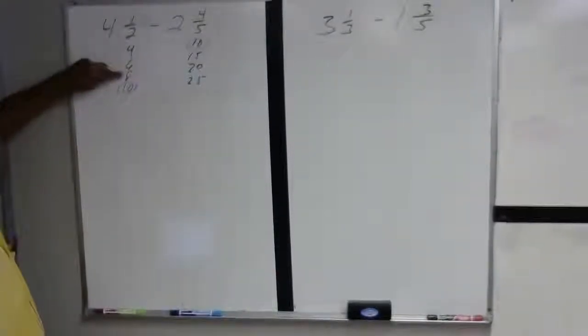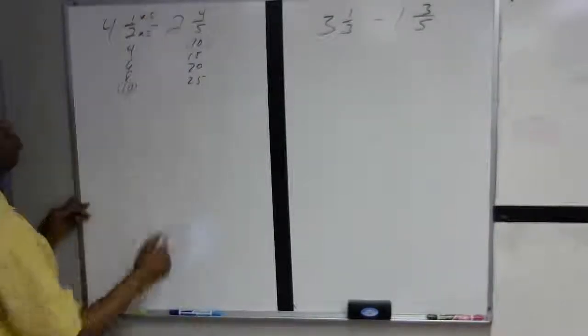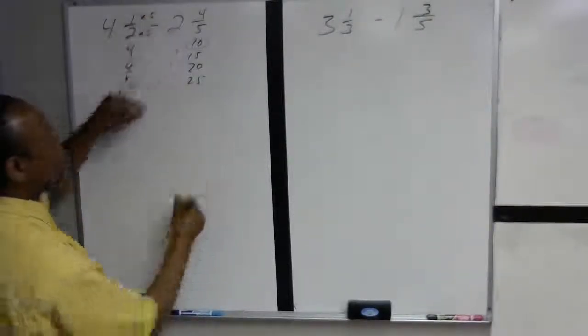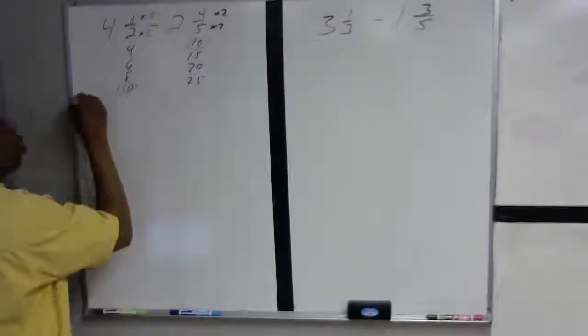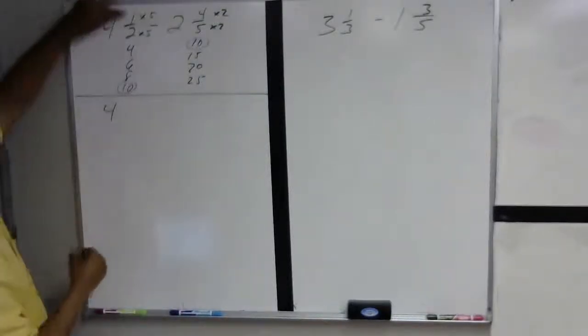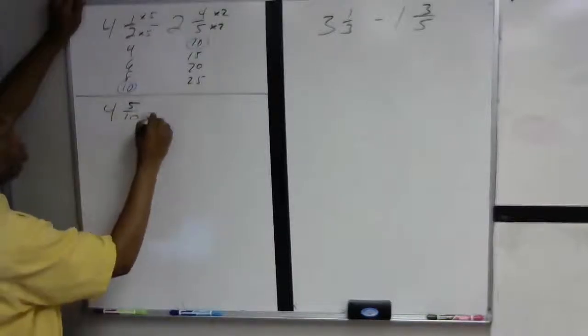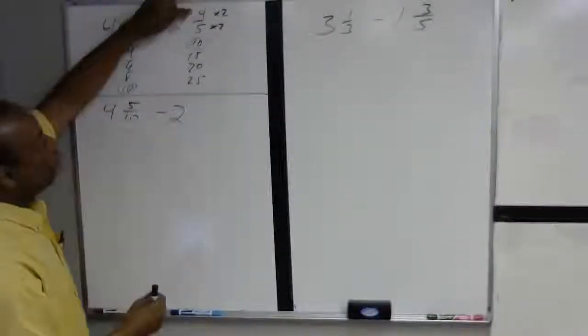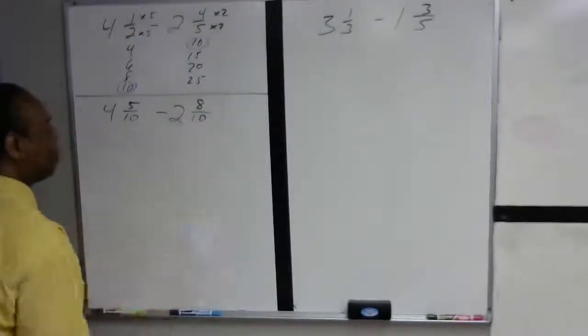So let's count this. 1, 2, 3, 4, 5. So this will be times 5 here. 1, 2. So this will be times 2. So now this turns into 4. 1 times 5, 2 times 5 is 5 and 10. This is 2. 4 times 2 and 5 times 2. We have 8 and 10.